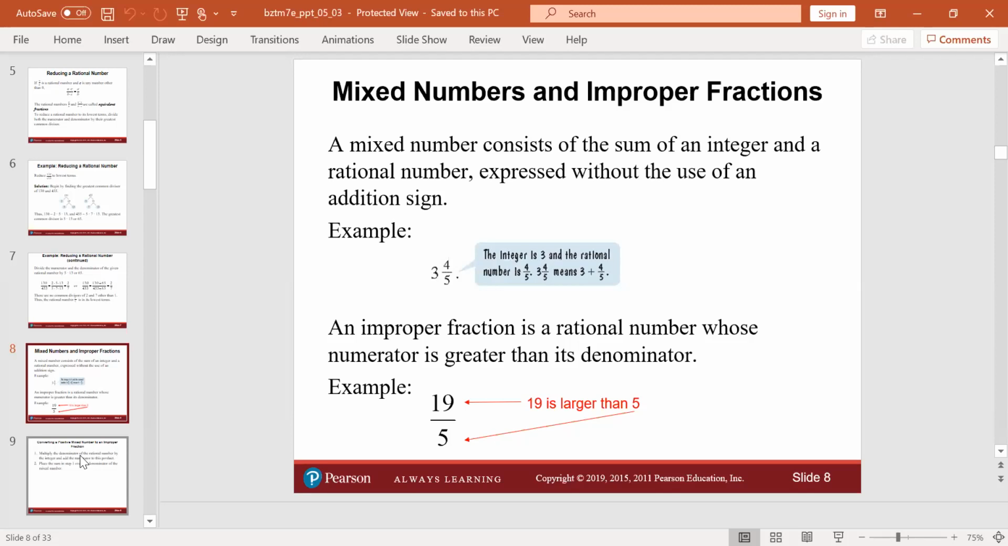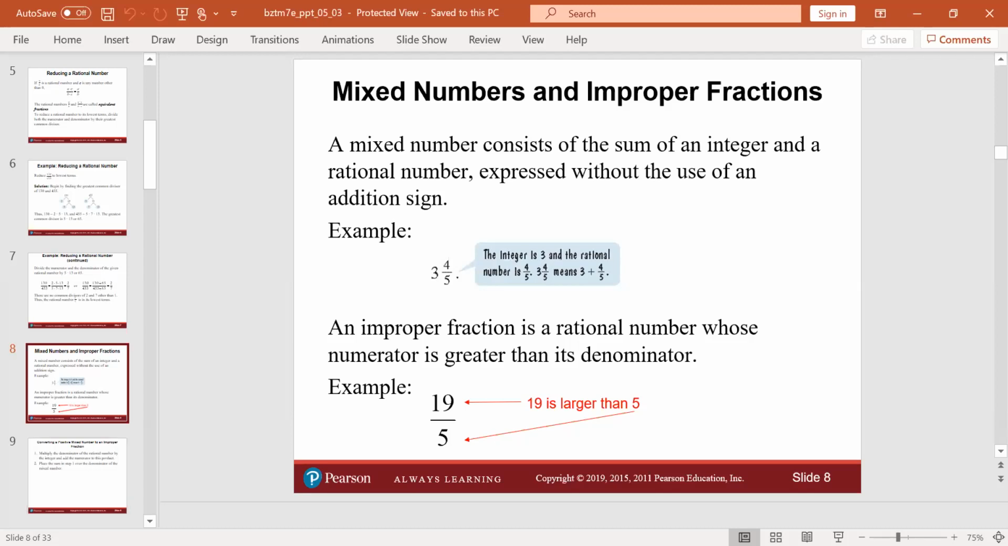I hate mixed numbers and improper fractions. We'll talk about it. I won't go too wild with it because in real life, nobody cares about using a mixed number. Nobody's like, oh yeah, what is a mixed number?